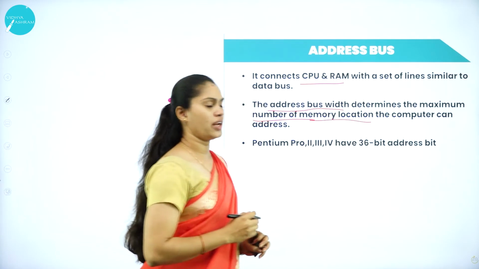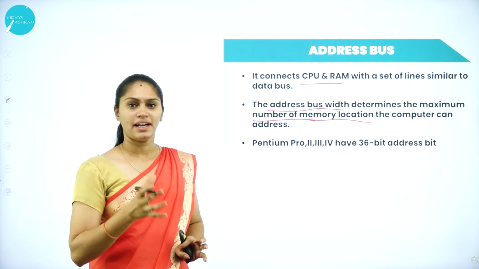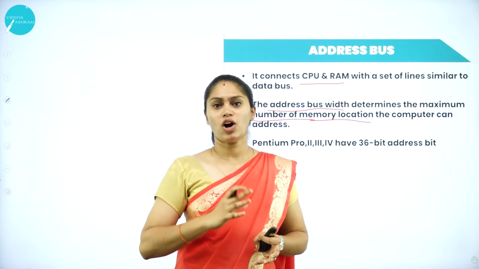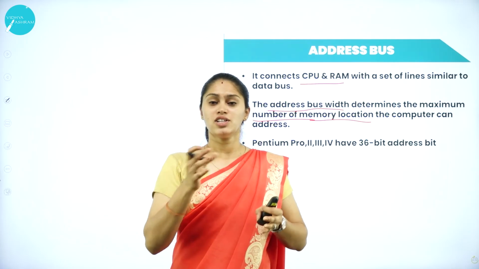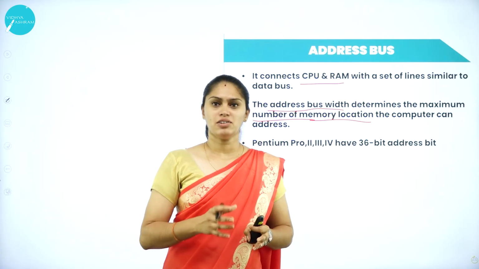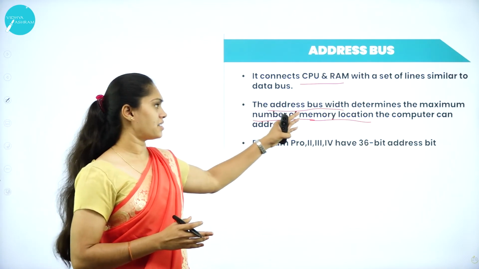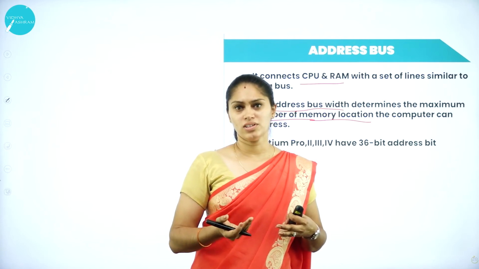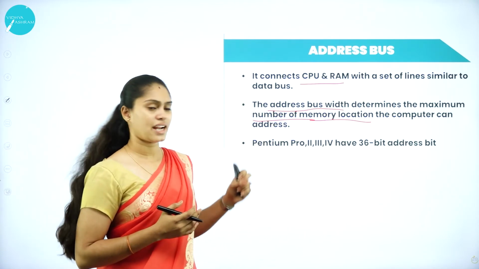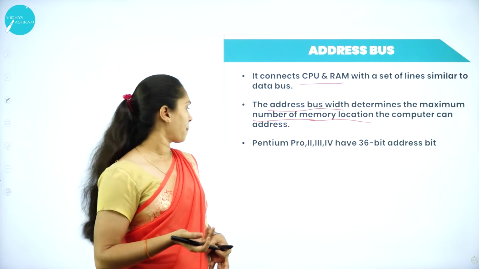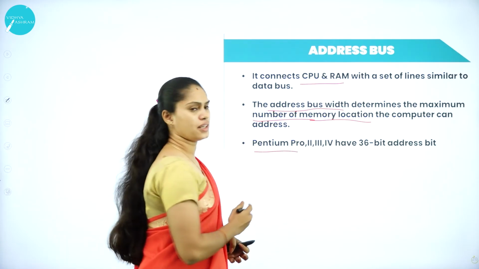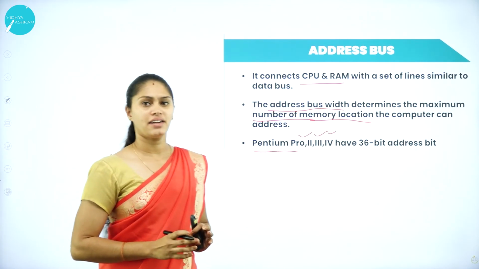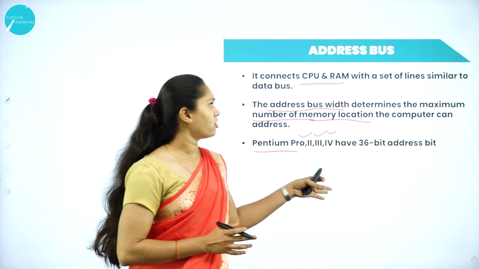Maximum number of memory locations the computer can address. How many addresses or address locations are stored in the computer system will be considered as what? The address bus width. If the number of addresses or locations is more, then the efficiency of this address bus will be high. And the Pentium Pro, that is the Pentium processor, Pentium 2, 3 and 4, has a 36-bit address bus. Okay, it's all about the address bus.